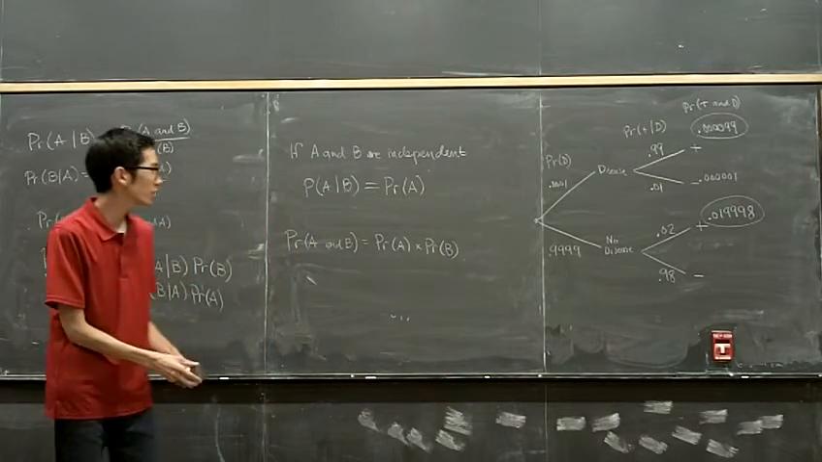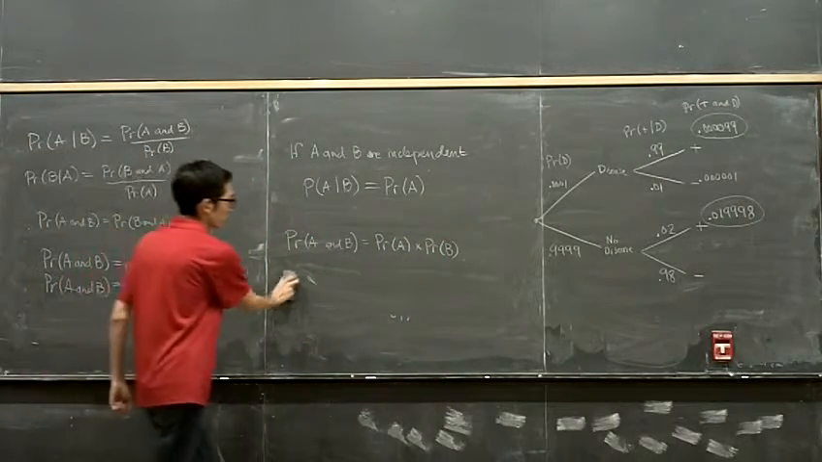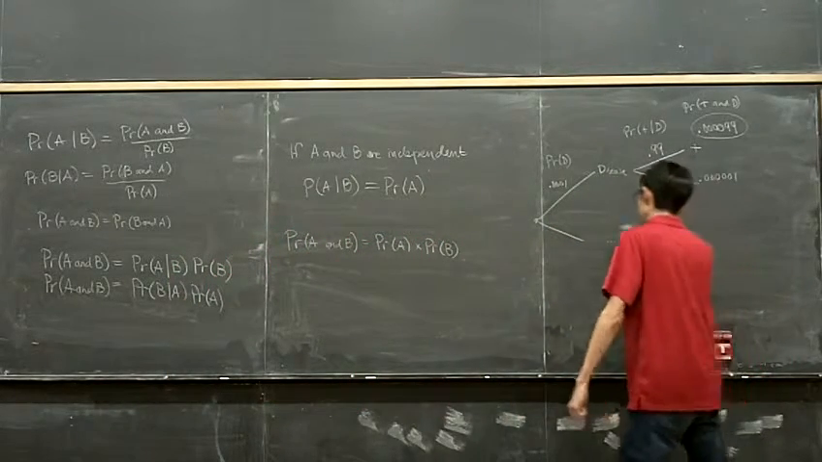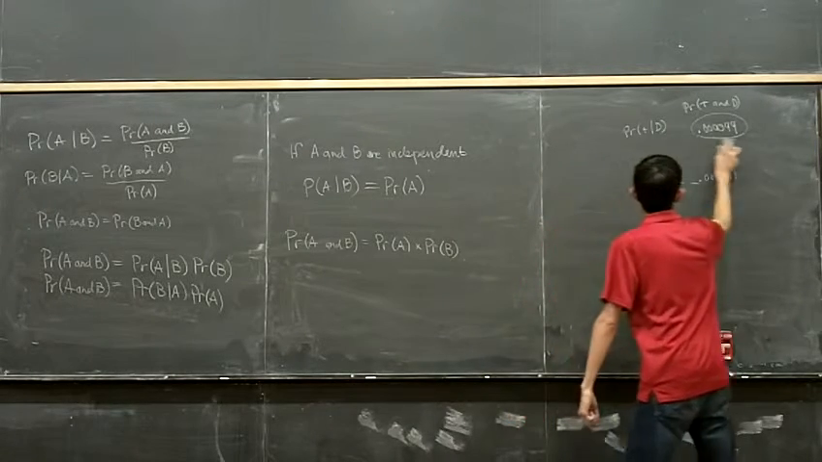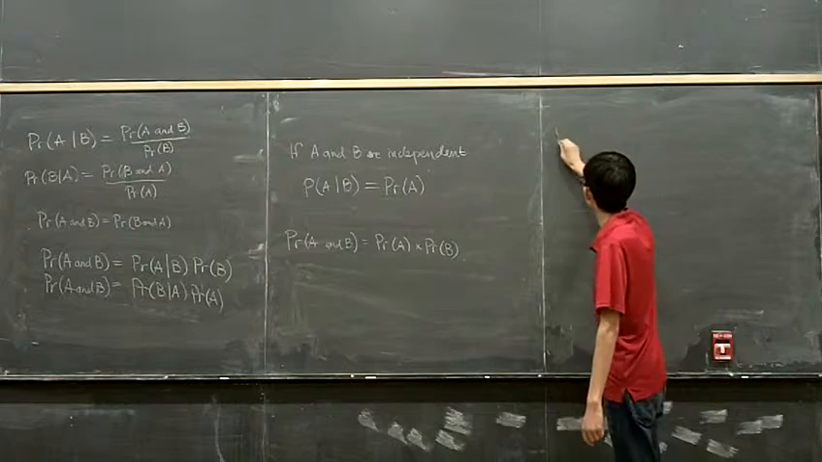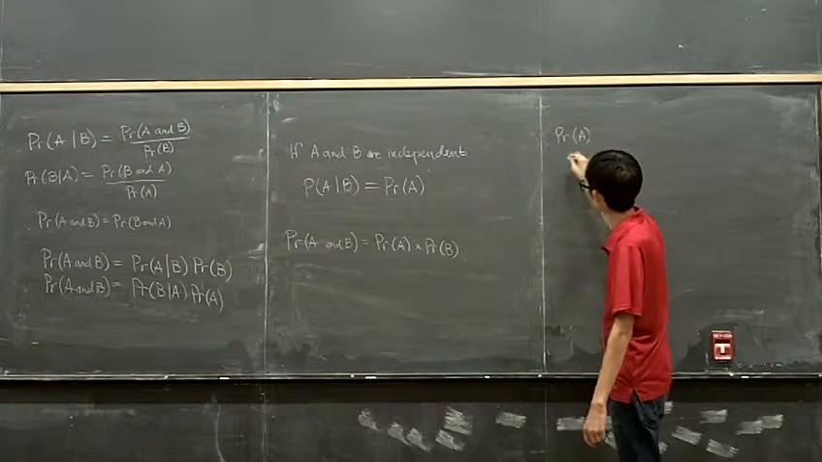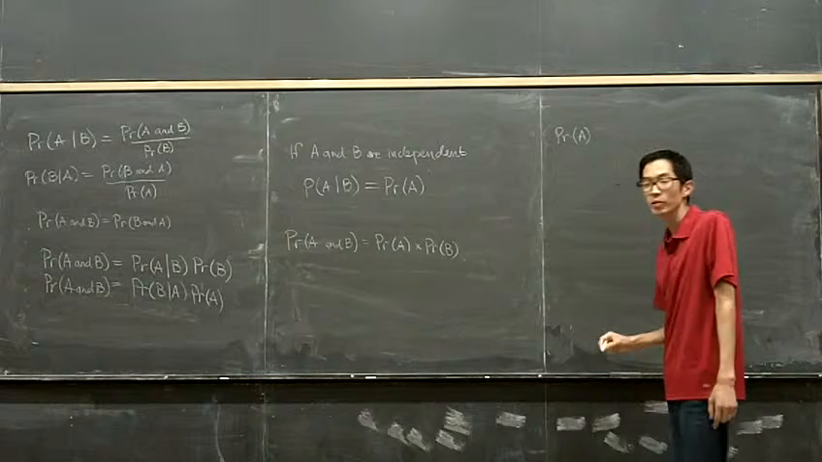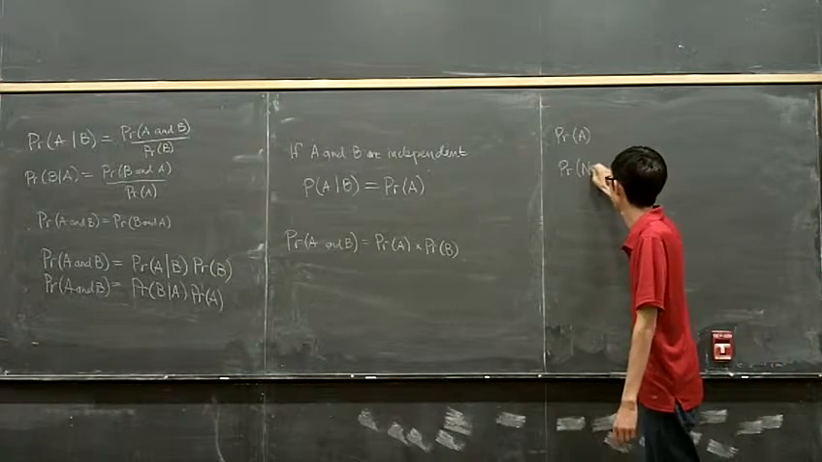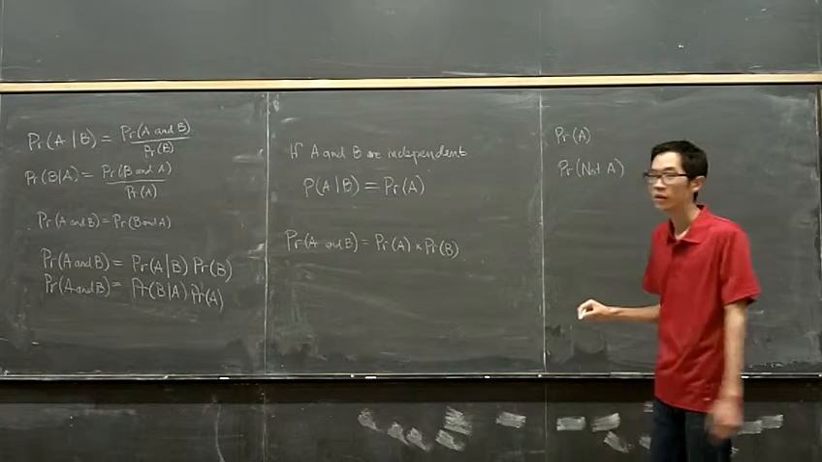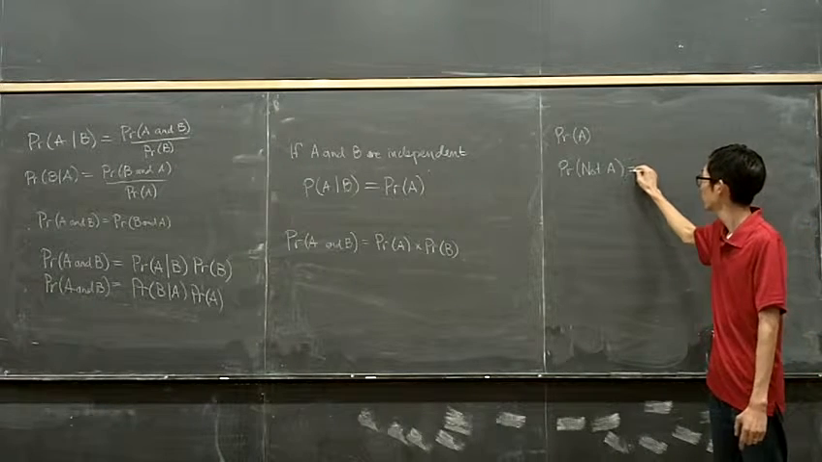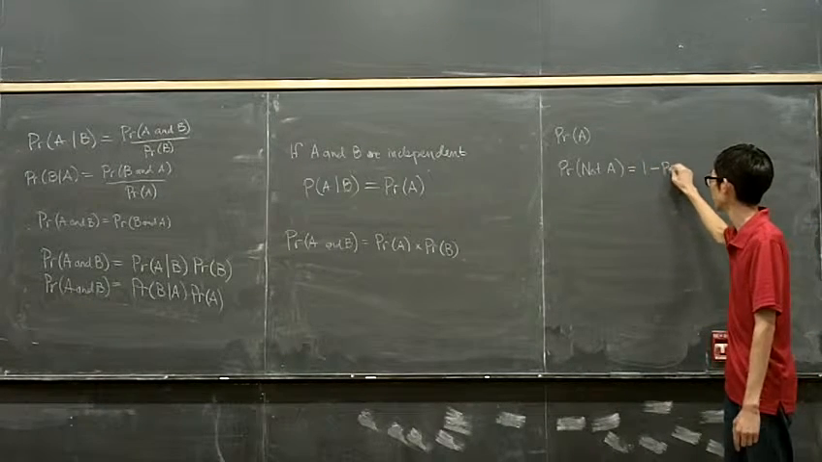There are a few other notational things that you might see. Let's say we have the probability of A. What is the probability that A will not happen? What is the probability of not A? It's 1 minus the probability that A happens.